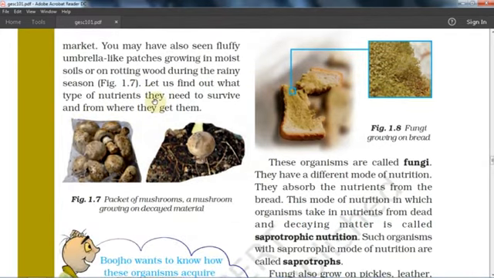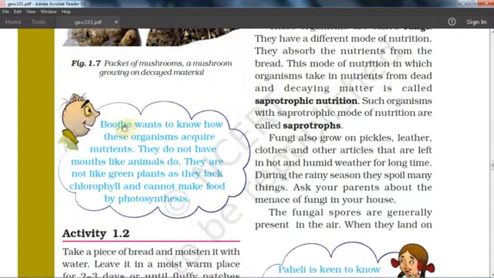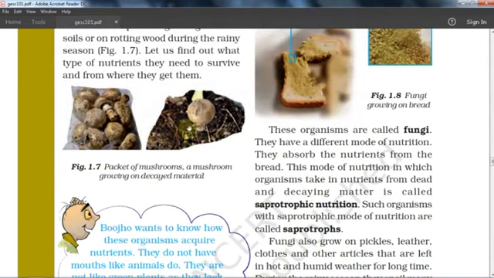They are called fungi. So students, here you can see two pictures of fungi. One has grown on moist soil, and one has grown on a rotten bread. Now Bujo wants to know how these organisms acquire nutrients. They do not have mouths like animals. They are not even green in color so that they can do photosynthesis. So how are they acquiring their nutrients?